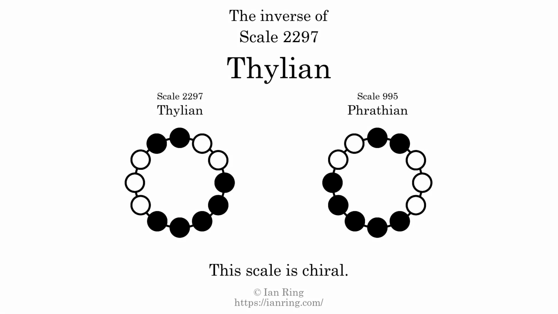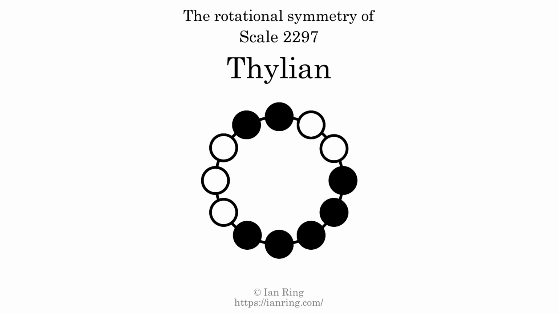The inverse of a scale is a mirror image. It is what you get when the sequence of intervals is reversed. The inverse of this scale is scale 995, also known as Thylian. This scale is chiral. It cannot transform into its inverse by rotational transformation. This scale has no rotational symmetry.